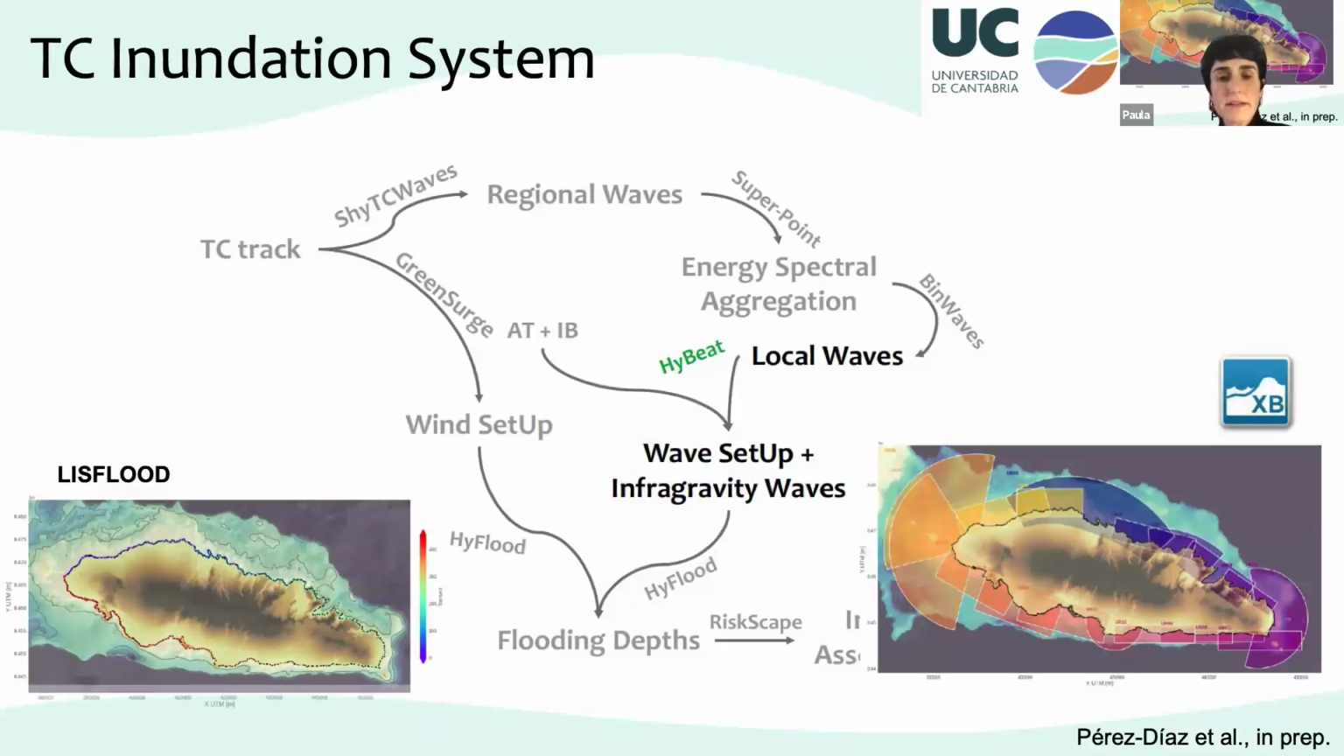Just to mention that the latest developments we have done within the GeoOcean group are HyBeat and HyFlood. They are developed within a tropical cyclone inundation system. In these cases, HyBeat was developed to obtain the wave setup and infragravity waves, in this case using the XBeach model, and HyFlood was developed for obtaining the flooding depth using in this meta model the LISFLOOD model.